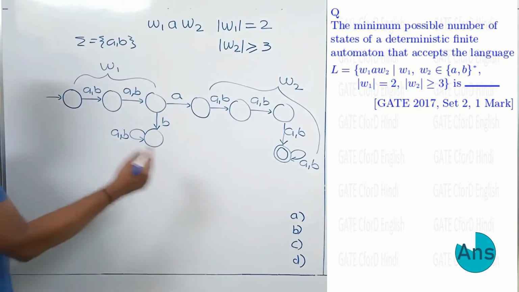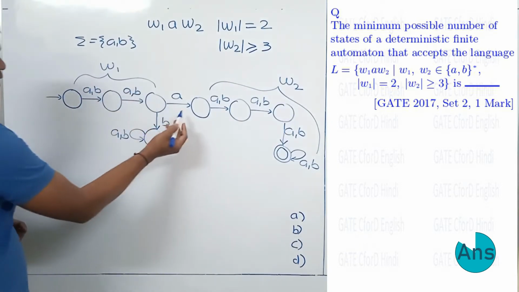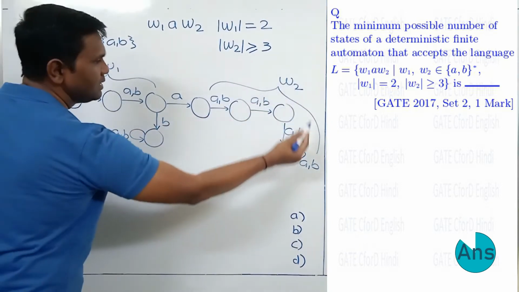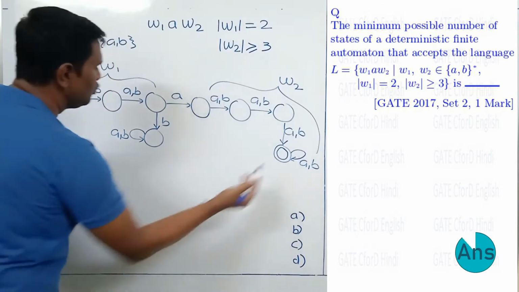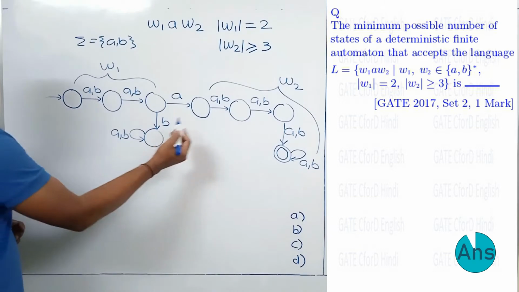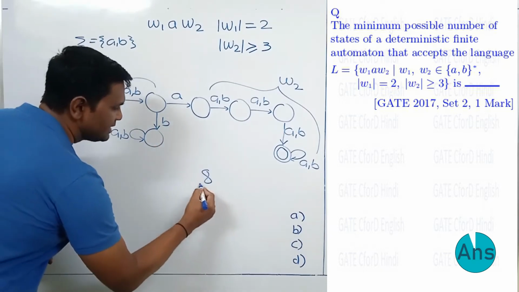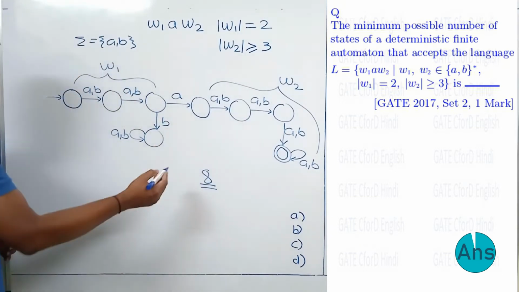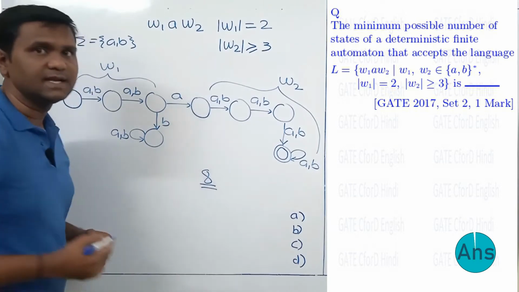So this is the required DFA. W1, A, and then W2. W2 includes the loop. If B comes, it reaches the trap state. So there are a total of 8 states required in the DFA. The minimal DFA answer is 8.